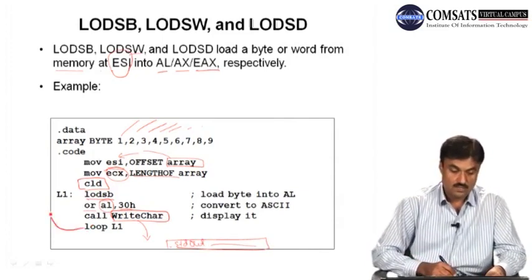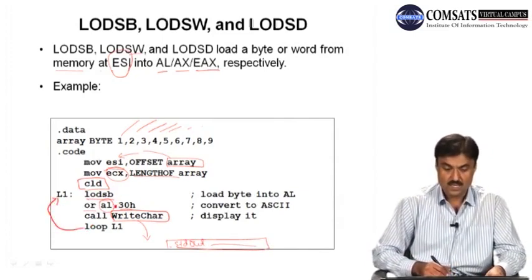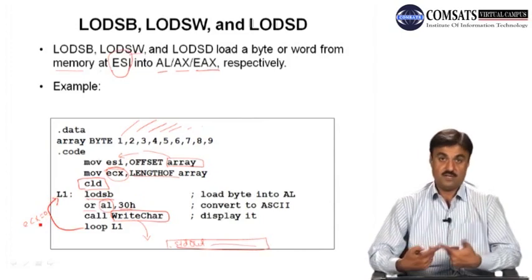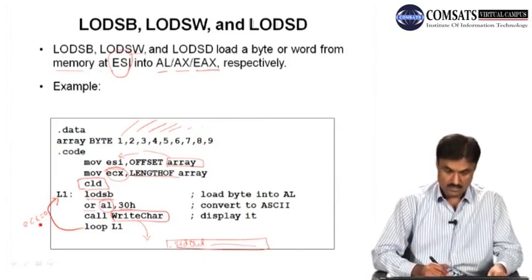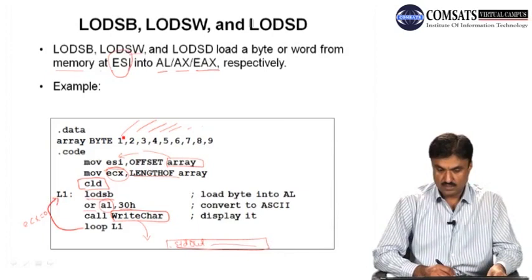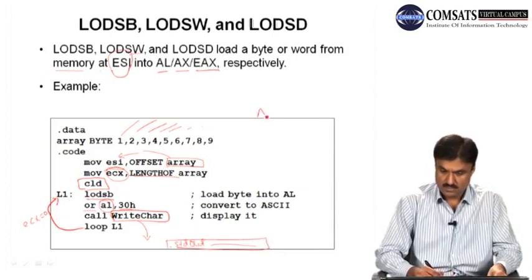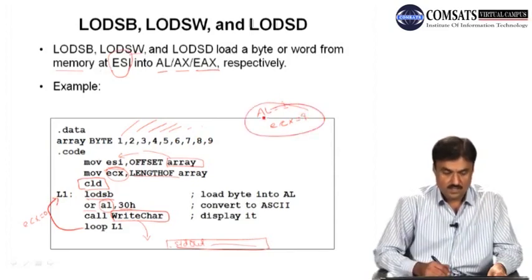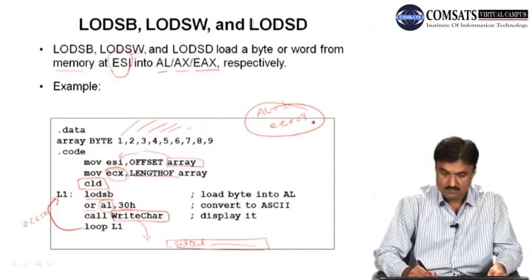This loop will continue until ECX is equal to 0, so the loop will continue for ECX times. Here you can see initially when we move this byte into the AL, AL will be 1 and ECX was equal to 9. In the next iteration, ECX will be equal to 8.